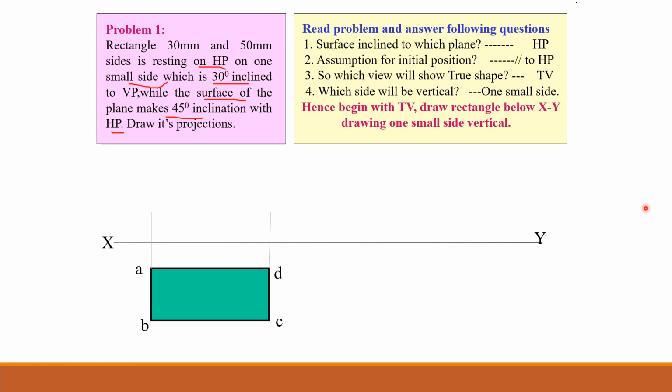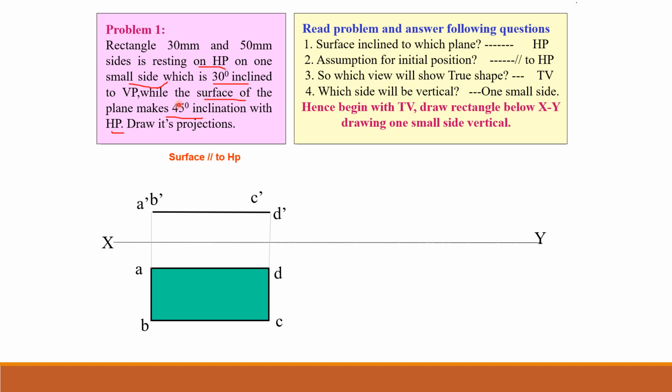I'm going to project the points A, B, C and D, and then mark the true length, that is A dash, B dash, C dash, D dash. This completes my step 1. I have drawn the true shape, which is in the top view, and I have drawn the true length, which is in the front view.